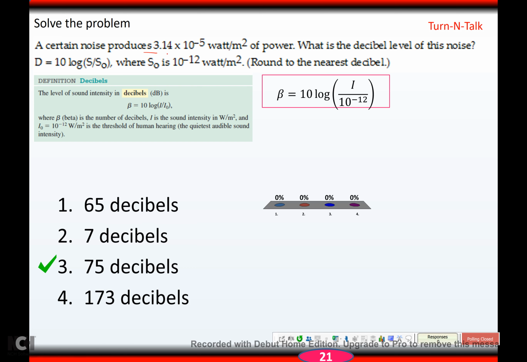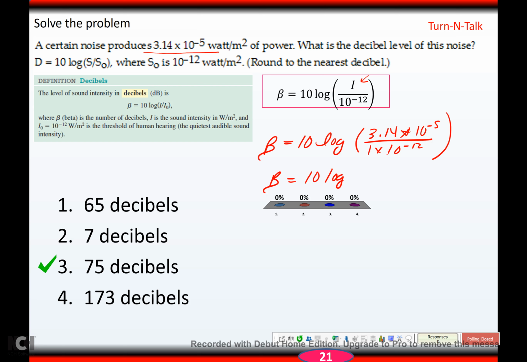So it says it's giving me the sound intensity of some noise, so that's going to go on top. All right, so we're going to have beta equals 10 times the log of 3.14 times 10 to the negative 5th over 10 to the negative 12. This is like 1 times that, so that's going to give me the decibels are 10 log 3.14 divided by 1 is 3.14 times 10 to the negative 5 minus a negative 12 is going to be 7. Type that in a calculator and you should get 75.